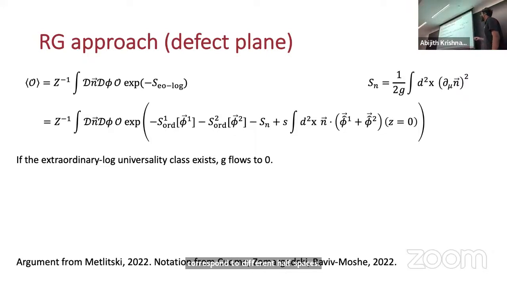If the extraordinary log universality class exists, the coupling G in the nonlinear sigma model should flow to 0. If it doesn't exist, G will flow to infinity. This nonlinear sigma model will no longer be ordered, and then we should just get the ordinary universality class. So if G flows to 0, what determines the power of the logarithm in the correlator? We will see that. Is it related to these parameters? Yeah, it's related to S, but we'll see exactly how that happens.